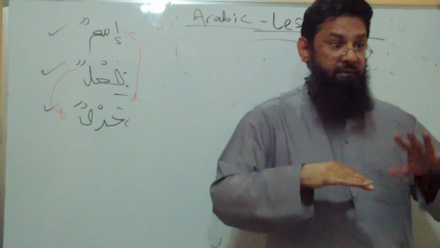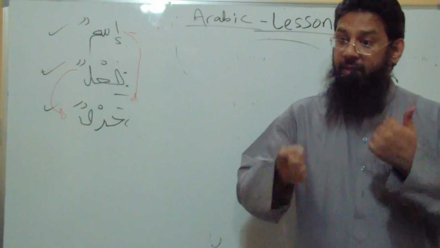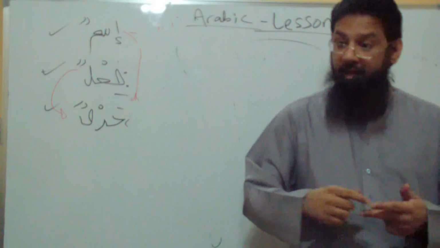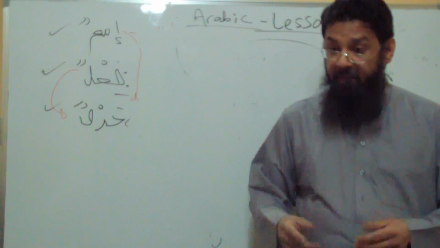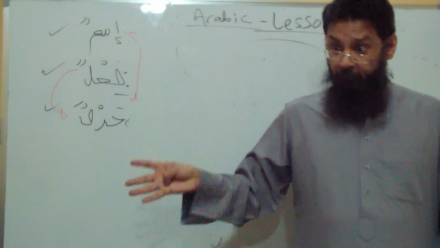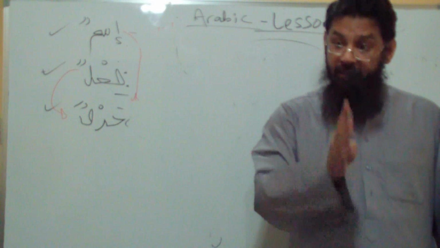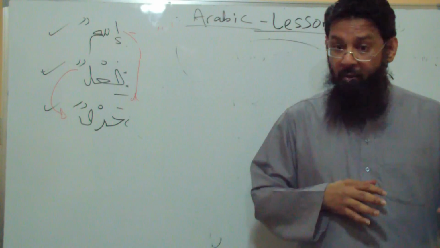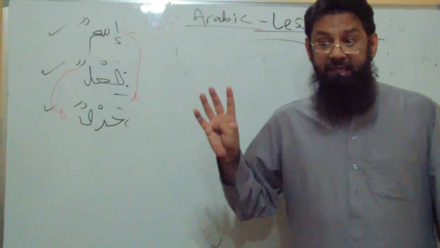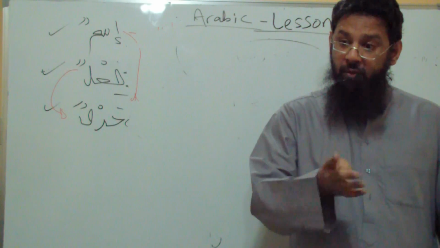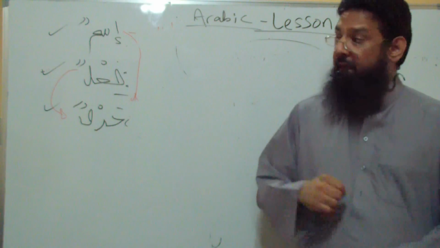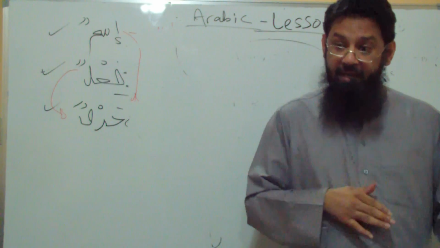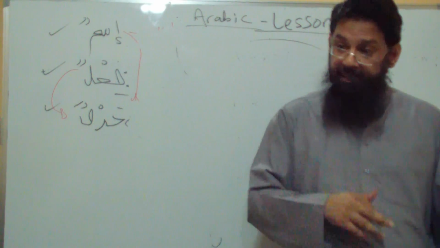From harfun, we understood there were different examples of harfun. We understood there were prepositions like fi, ala, li, ila, la, and so forth. We understood pronouns like huwa, he, hum, they, anta, you, antum, you all, ana, I, nahnu, we. We understood attached pronouns like dinuhu, dinuhum, dinuka, dinukum, dini, dinuna. And then we understood there were demonstrative pronouns like hada, hadihi, dhalika, and tilka.